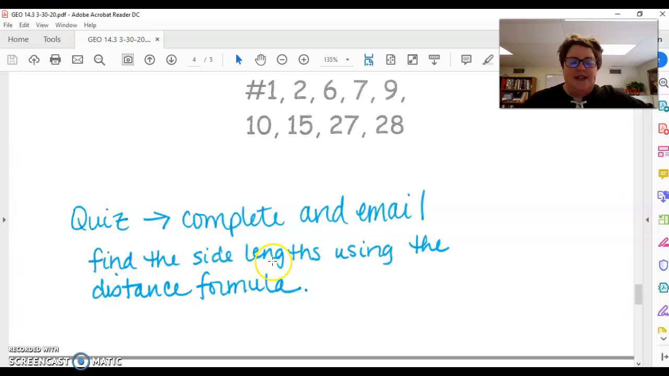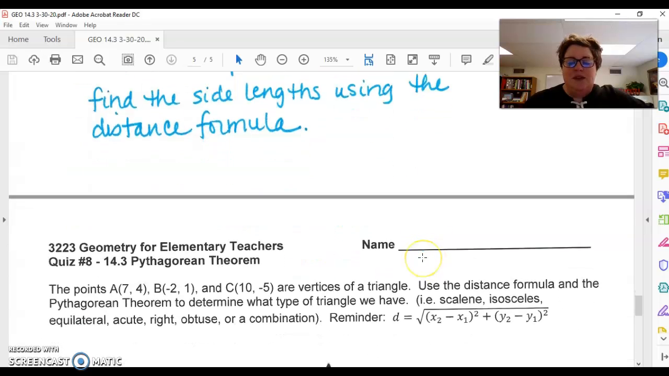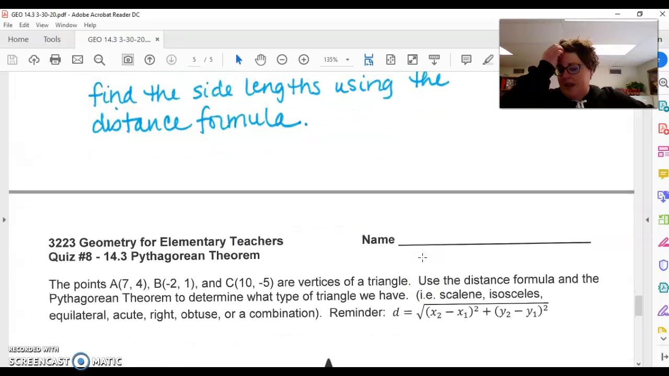So you're finding the side lengths using the distance formula. So let's refresh that just a little bit. So your distance formula is right here. Distance equals the square root of x2 minus x1 squared plus y2 minus y1 squared. Remember, the little 1's and 2's right here are subscripts, and those are just denoting what point it is coming from. The x from point 2, the x from point 1, the y from point 2, the y from point 1.